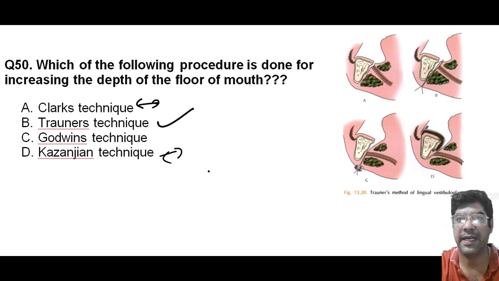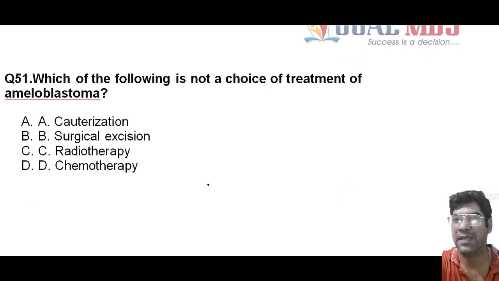Kazanjian technique is a technique used for vestibuloplasty, and it involves creating a submucosal tunnel to increase the vestibular depth. It can be used for both labial and lingual vestibuloplasty.